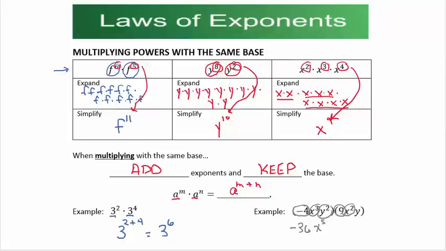And then I have y to the 2nd times y. And remember, if it's just y, it's going to be y to the 1st. So they both have y as the base. I'm going to add the exponents. 2 plus 1 is 3, and that's the simplified part.